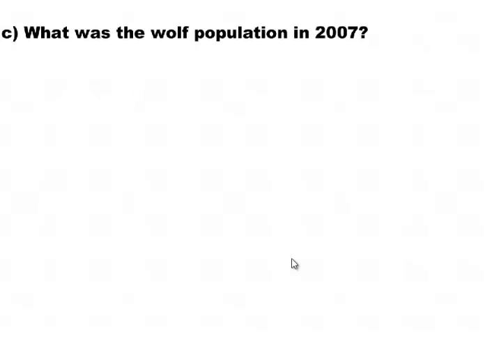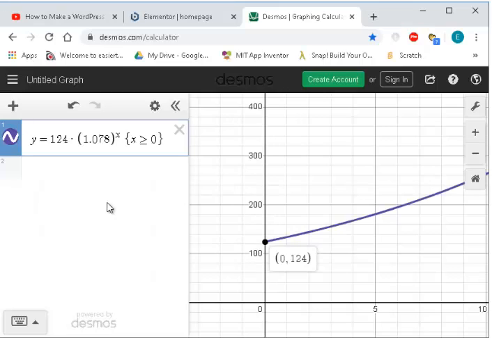The next part of the question says, what was the wolf population in 2007? Again, you can use either the equation or we can use Desmos. I prefer to use Desmos, which is a practice to see how we can use the graph to evaluate questions like this one. So this is our Desmos again. Now I have to find the number of wolves in 2007. Remember that n represents the number of years since 1997.